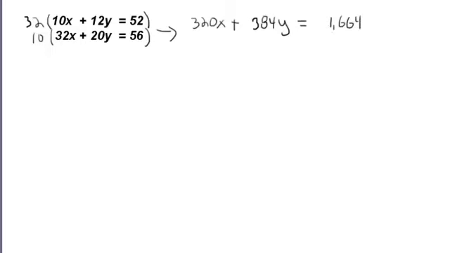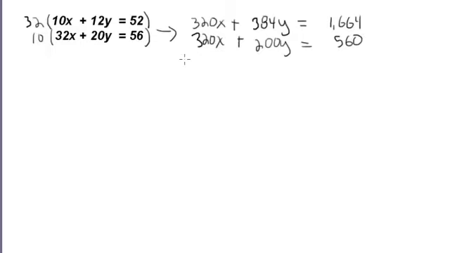Okay, it doesn't look like we've made any progress, right? But when we multiply the bottom equation by 10, you'll see how we can eliminate the x. So 10 times 32x is going to give us 320x. You probably see now that x is our target. We're going to get rid of that. 200y equals 560.